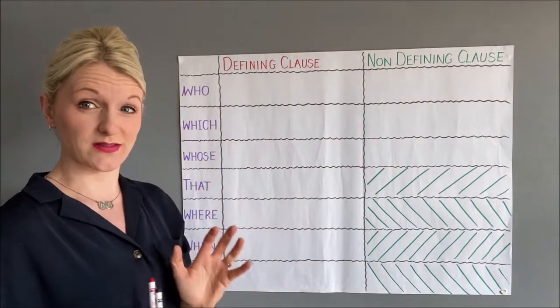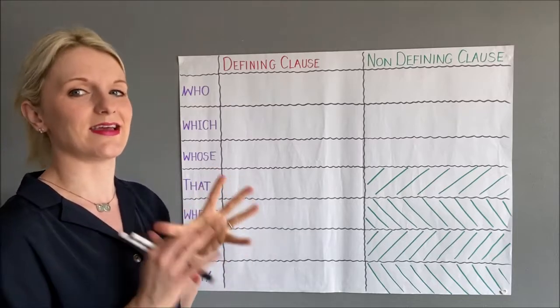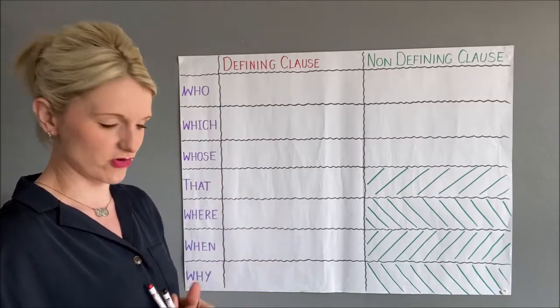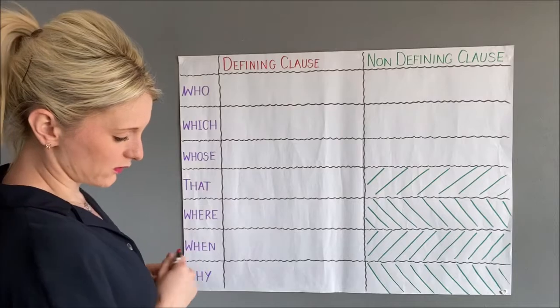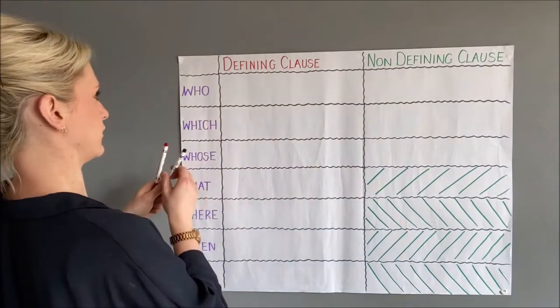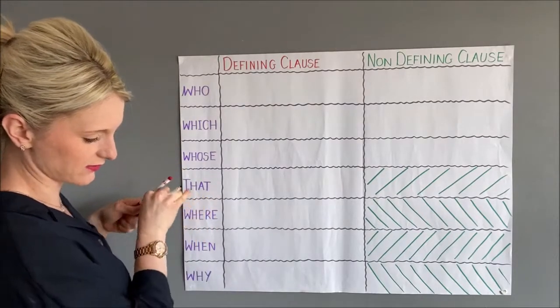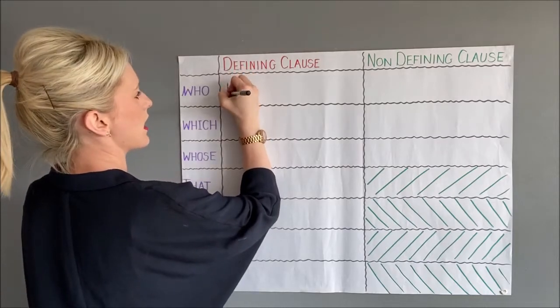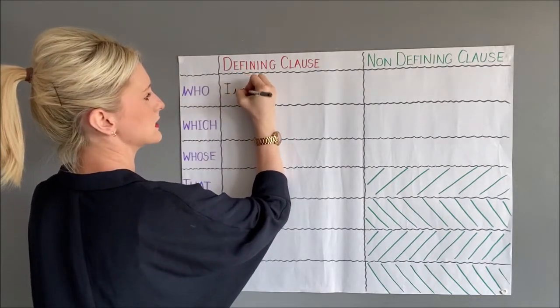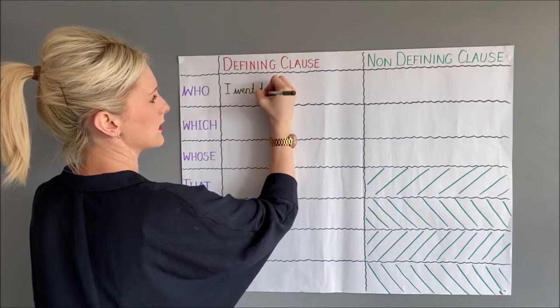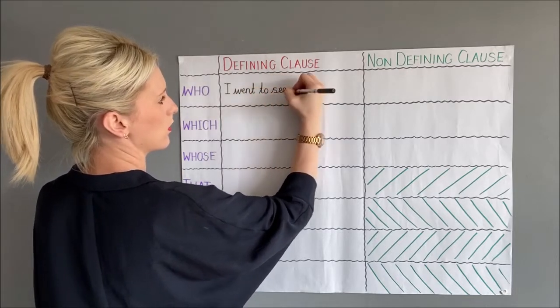Now remember, these are the ones where the information in the relative clause is essential for the sentence to really make sense. So I'm going to go with this one. I'm going to start off. So the main bit of my sentence, I'm going to say, I went to see the woman.